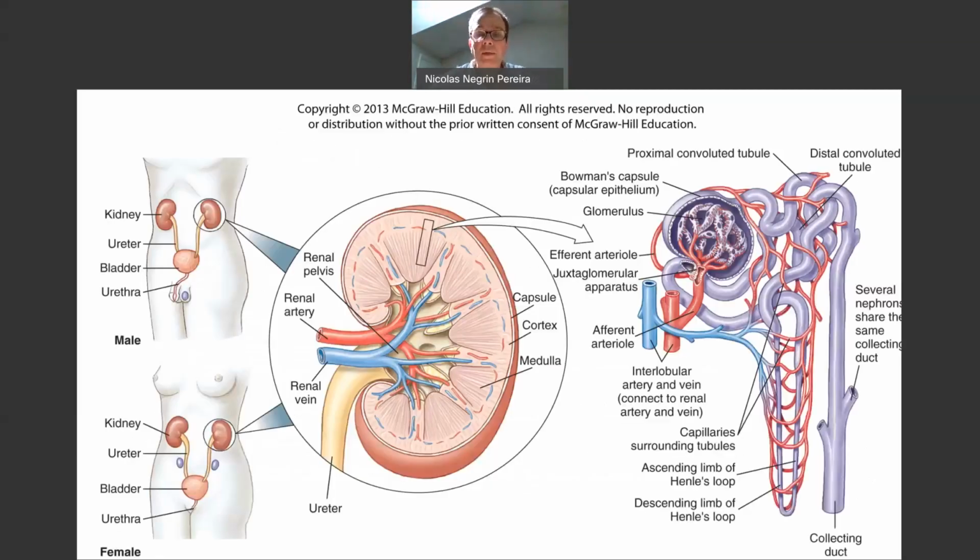Now let's start with the nephron. We see that the nephron is first formed by the glomerulus, which is a tuft of capillaries, and the Bowman's capsule, which wraps around this tuft of capillaries coming from the renal artery and drained by the renal vein. These are branches of the aorta. And from there, we have the presence of an afferent arteriole and an efferent arteriole, and we see what is important.